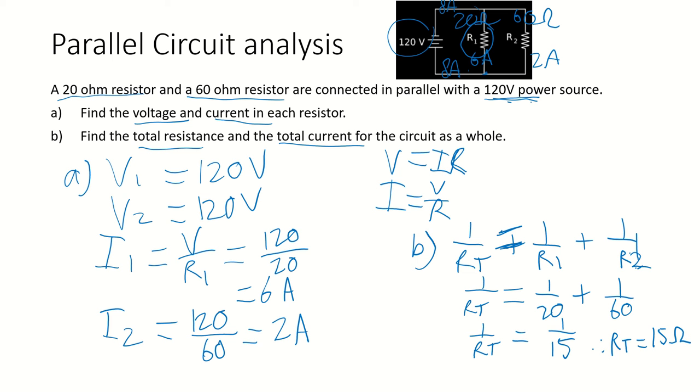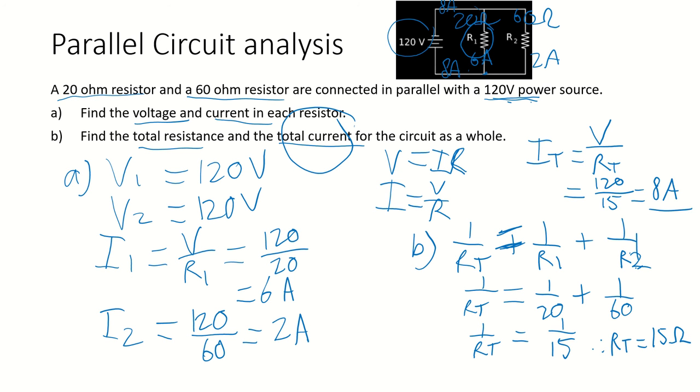Now, that's the total resistance. So if we want the total current as well, the total current is going to be the voltage over the total resistance of the circuit, which is going to be the 120 divided by the 15, which is going to be 8 amps, as expected. So there's 8 amps flowing in, and there's 6 in this branch through this resistor, 2 in that branch through that resistor.